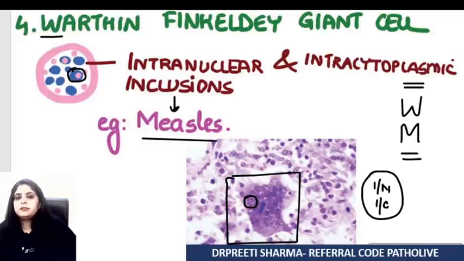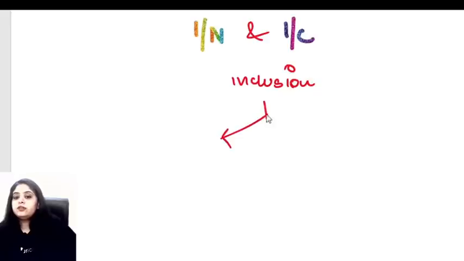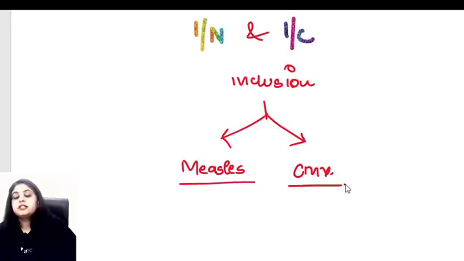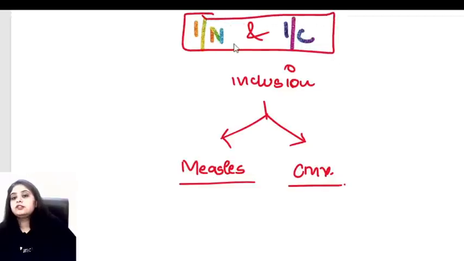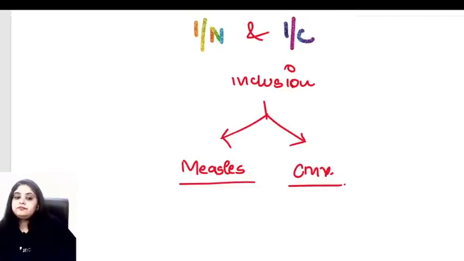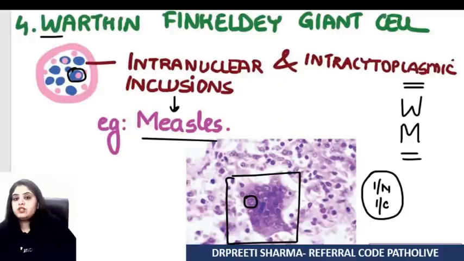Obviously, we are discussing path, but a little bit of micro won't harm anyone. So which are the two infections which can show me both intranuclear and intracytoplasmic inclusions? If they ask you this kind of a question, please remember there are two infections. One of them you've seen right now, and that is measles, and the other one is cytomegalovirus. CMV also shows you both intranuclear and intracytoplasmic inclusions. Let's move ahead. Coming back to my giant cell, this was the Warthin-Finkeldey giant cell seen in measles.